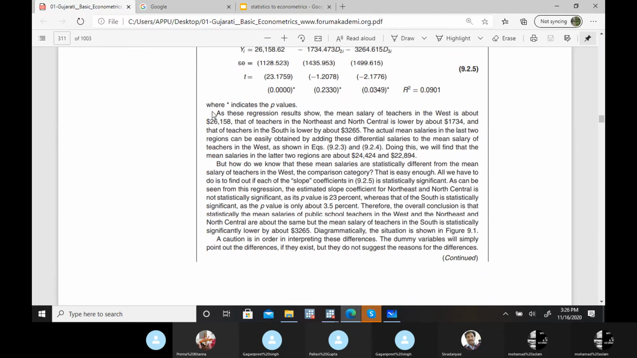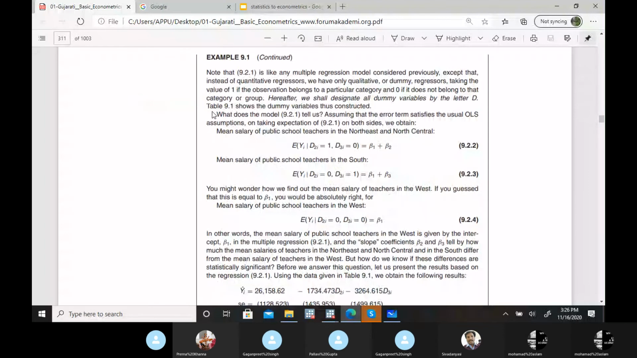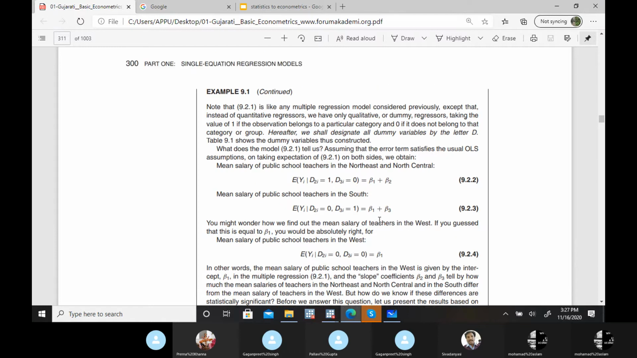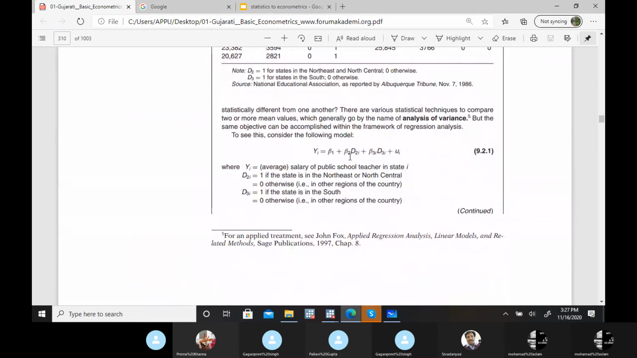Now, just to remind you, the left out part, like this was the left out one, right? 0 for D2 means that it's not from the Northeast, North Central, nor from the South, so the last part was the West. So for the West, the average expected salary is the beta 1 coefficient. That's our intercept. That's why we keep m minus 1, because the intercept already gets the value for the left out dummy variable.